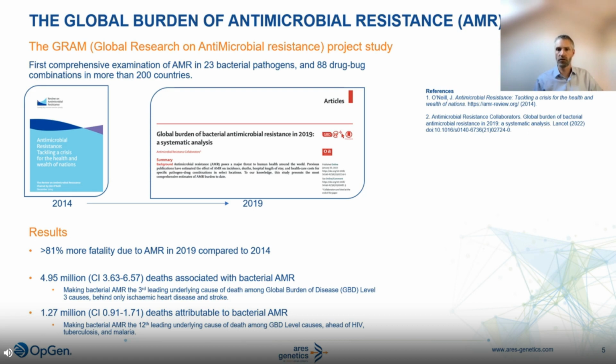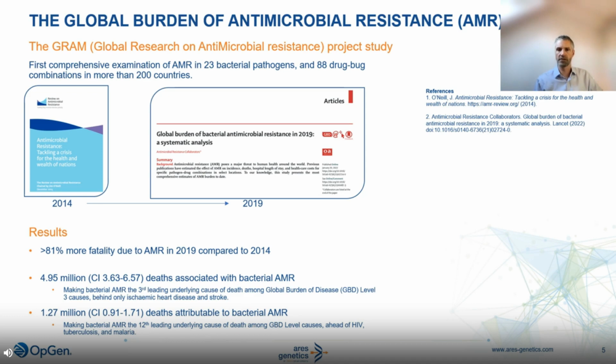A more conservative 1.27 million deaths were directly attributable to AMR. Directly attributable, thereby meaning that if all drug-resistant infections were replaced by drug-susceptible infections, then 1.27 million deaths could have been prevented in 2019. In other words, 1.27 million deaths were caused by the effect of AMR on infectious diseases.